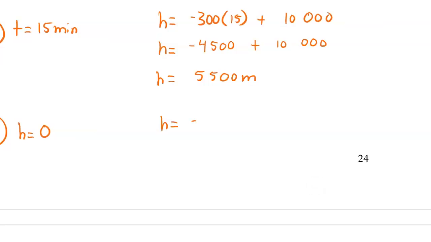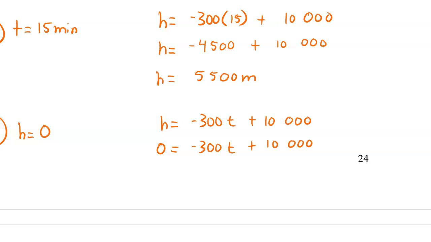H equals negative 300 T plus 10,000. This is our equation that we're using. This time, instead of changing the T, we're putting in 0 for H, because we want to know when we're getting to the ground, how long it's going to take. So T stays there.